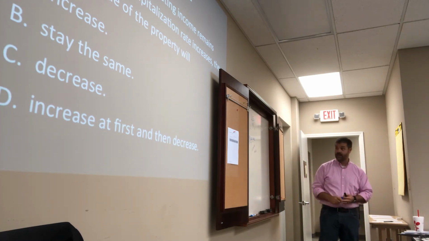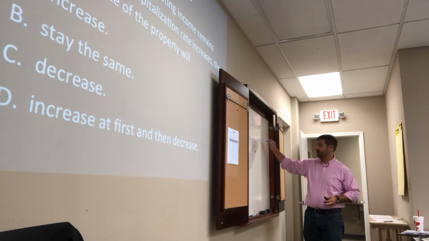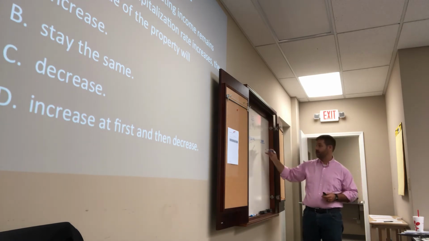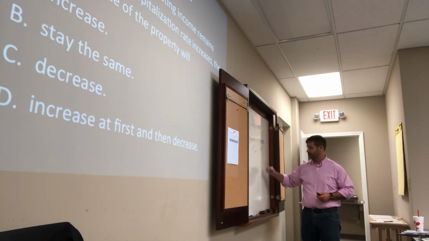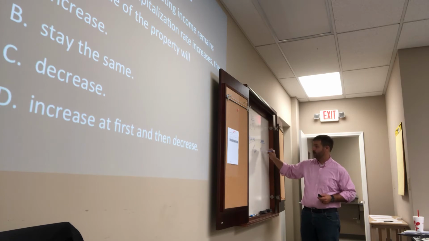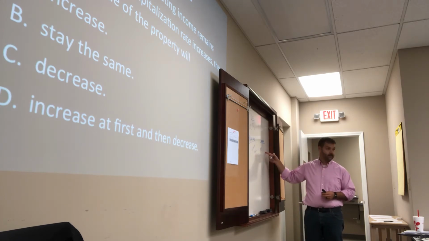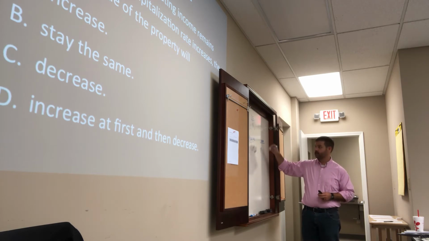So now the question says, if NOI stays the same and the cap rate increases, actually let's be ridiculous, let's go with 15%. It's going to decrease. What is 100,000 divided by 15%?